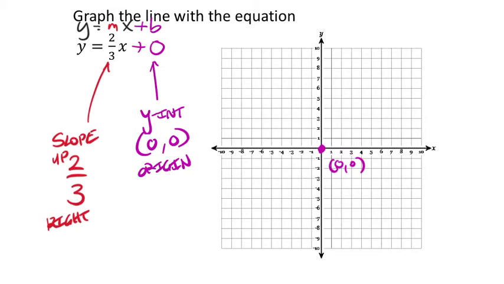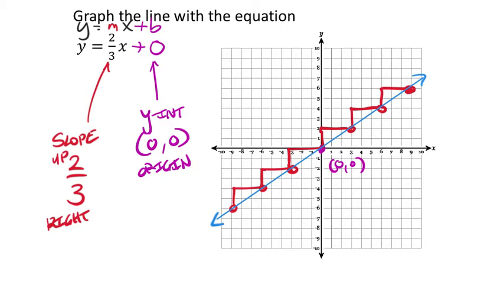Both these are positive, so it's going to go up 2 and then to the right 3. Okay, so from that point, up 2 to the right 3, there's that one, up 2 to the right 3, there's that one, up 2 to the right 3. And again, I'm going to copy these stair steps backwards, so left 3 down 2, left 3 down 2, left 3 down 2. Okay, and that's all the points I can fit on this graph. So now I'm ready to draw the line. Not too bad.